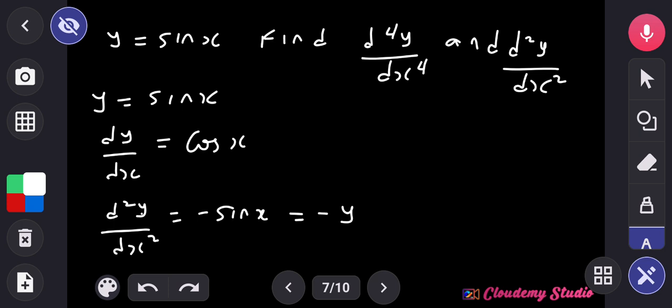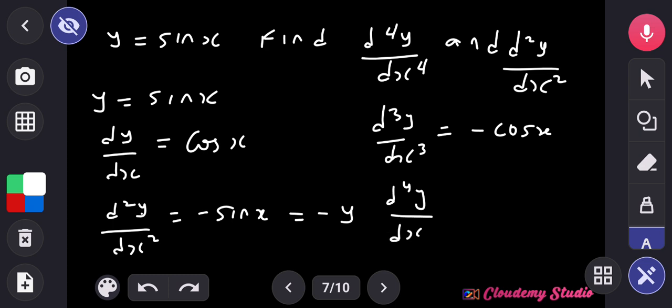Now, our d³y/dx³ will be equal to what? The differentiation of minus sin x will give us minus cos x. And d⁴y/dx⁴, the differentiation of minus cos x, will give us sin x. You understand? Which means, what is our y? Our y is sin x. It means that d⁴y/dx⁴ equals y. That's what we're trying to say.